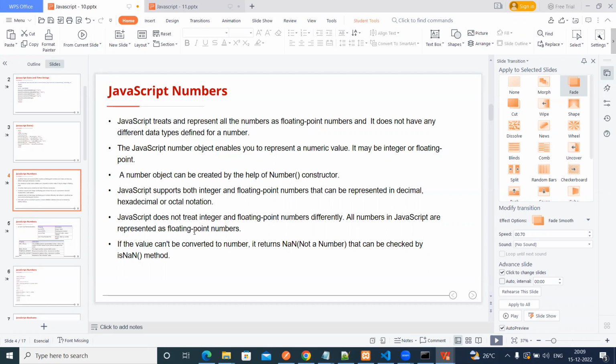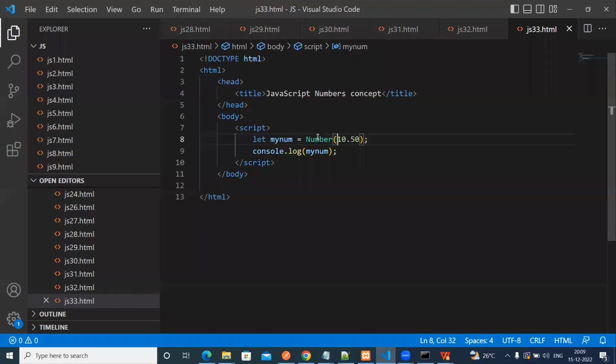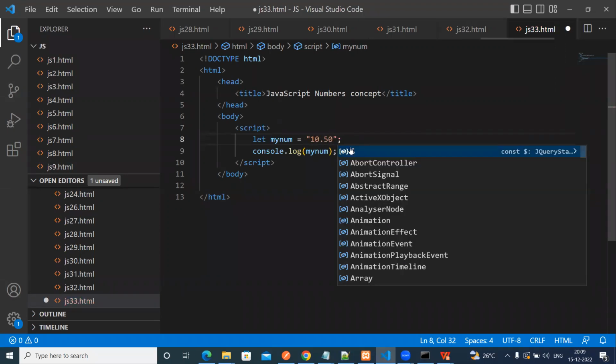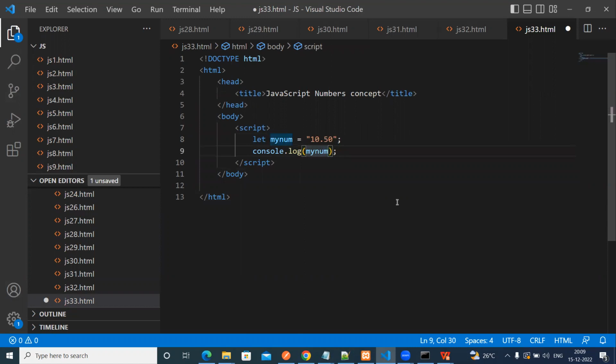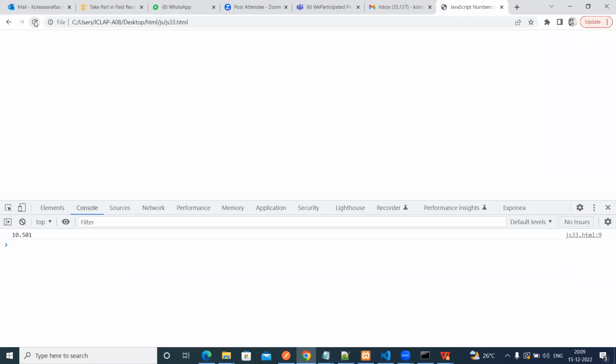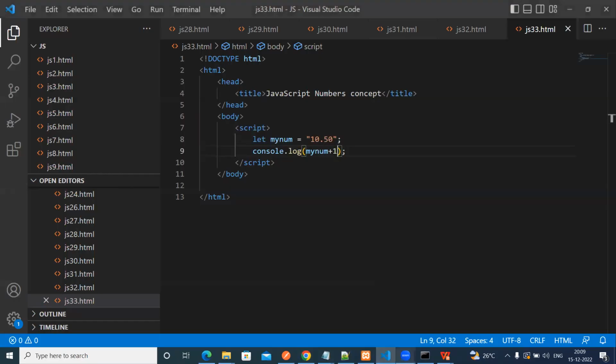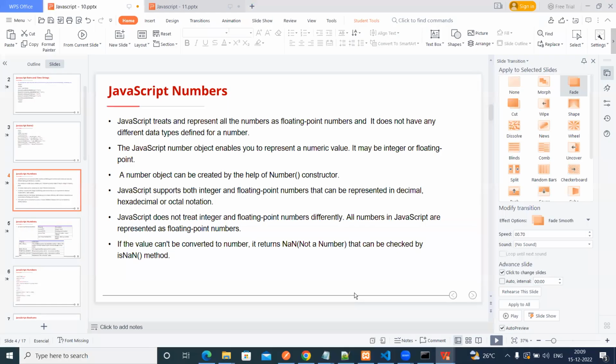If the value cannot be converted to a number, for suppose if we give it like this, and when we add plus 1, we get 10.501, so it is now considered a string.